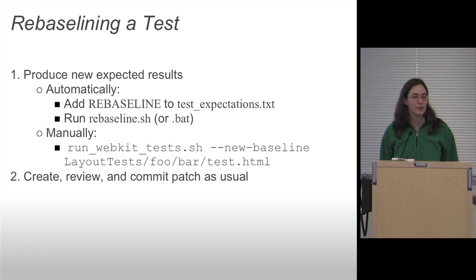So you don't need to have a Mac or Linux machine or Windows. You don't need to have all three of those anyway. You do need to have one. But if you don't have all of the platforms available to you, you can still rebaseline the test on all of them at once. Alternatively, if you do have the platform available, you can just run the WebKit tests script there with the new baseline option, along with the name of the test that you want to rebaseline. And then when it produces the actual results, it'll just copy them into your local repository, paving over what might already be there. And again, you can create the change list, have it reviewed, check it in the usual sort of way.